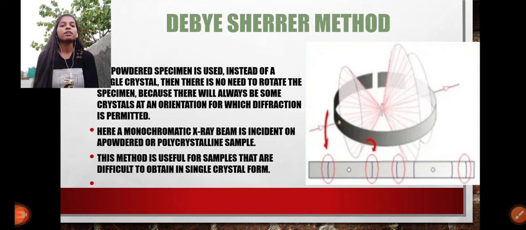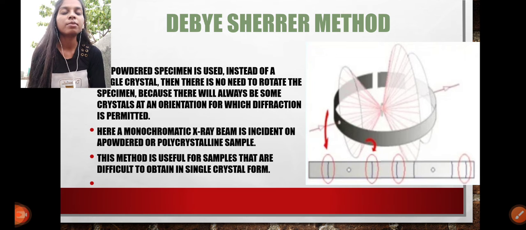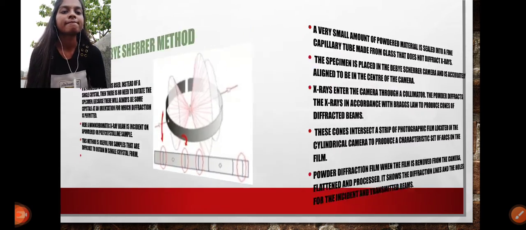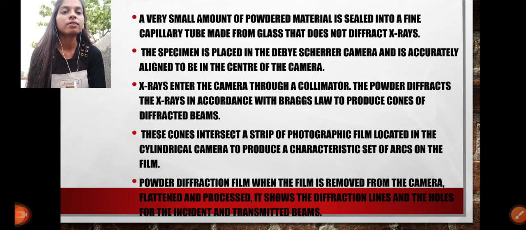Then the Debye Scherrer method. Instead of a crystal, in the Debye Scherrer method, powder is used. So this method is useful for samples that are difficult to obtain in single crystal form. A very small amount of powder material is sealed into a fine capillary tube made from glass that does not diffract X-rays. The specimen is placed in the Debye Scherrer camera and is accurately aligned to be at the center of the camera.